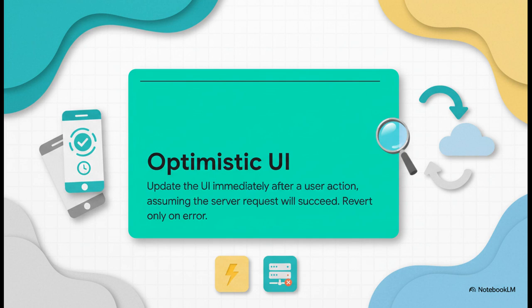Now, normally, when a user clicks a button, we show a spinner, wait for the server to give us a thumbs up, and then we update the screen. An optimistic UI completely flips that script. The user takes an action, and we update the UI instantly as if it already succeeded. We're being optimistic. The actual request to the server happens quietly in the background. From the user's perspective, it feels like there's zero latency. It's a powerful psychological win.